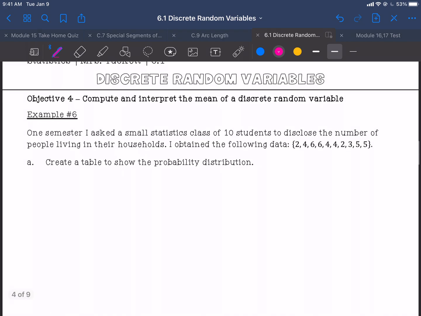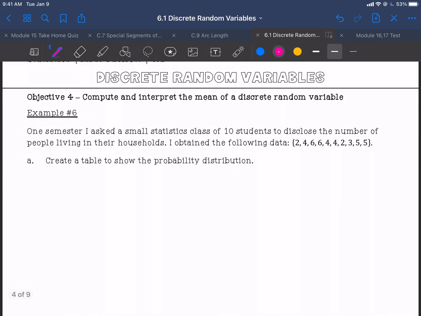Moving on to objective 4, we're going to compute and interpret the mean of a discrete random variable. So one semester I asked a small statistics class of 10 students to disclose the number of people living in their households. I obtained the following data. So there's what we call the raw data. Okay, it comes straight from the sample.